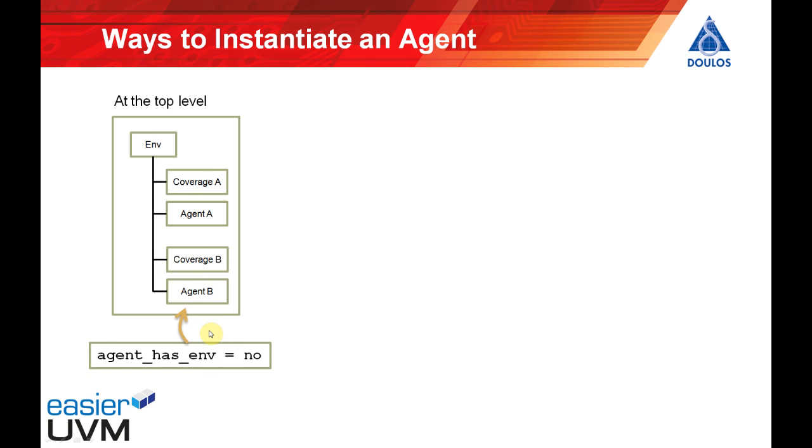So the first way to instantiate an agent from the code generator is to have it instantiated below the top level env. That's what happens by default, or you can force it by setting agent has env equals no in the interface template file. So in this case, agent A and agent B are both instantiated with agent has env equals no. They're both instantiated along with their coverage collection components within the top level env.